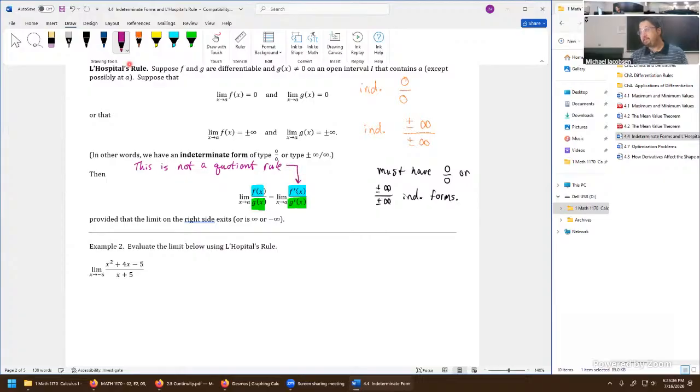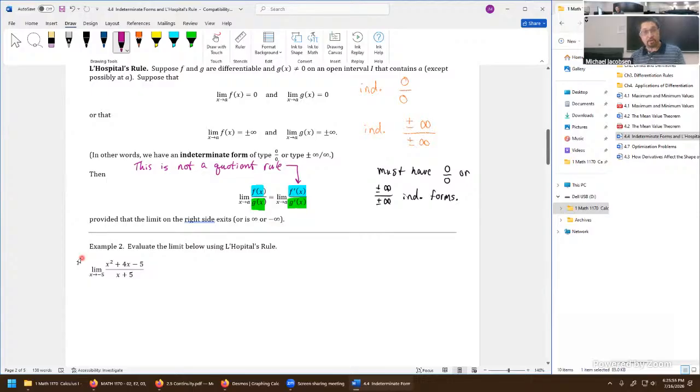We're taking the derivative of f divided by the derivative of g independently of one another. We're not using the quotient rule and differentiating the whole fraction. So just differentiate the numerator, differentiate the denominator, and our work is done. So we'll see how that goes on example number 2 down below.